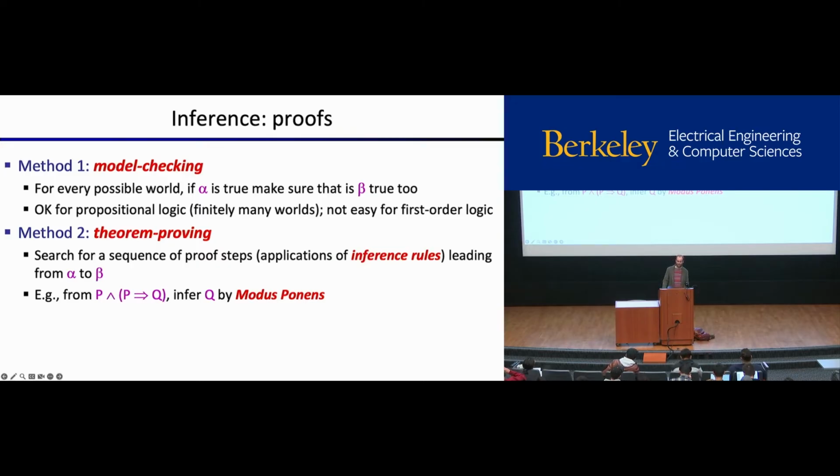Okay, the second method is theorem proving. We search for a sequence of proof steps. These are applications of inference rules that lead us from alpha to beta. So for example, if our sentence alpha is P and P implies Q, and the next slide is going to actually define all these symbols. If alpha is P and P implies Q, then we can infer Q. This is called modus ponens. And this should look pretty familiar to you guys.